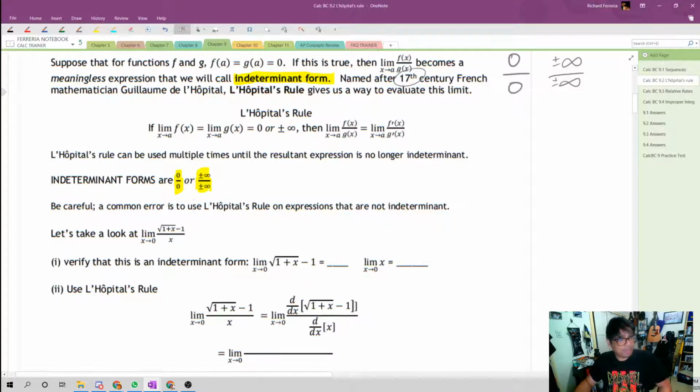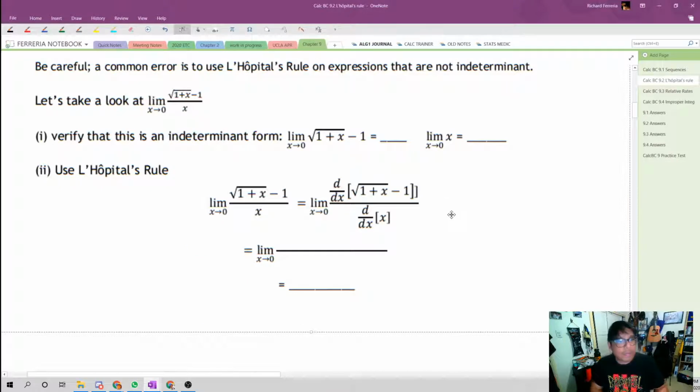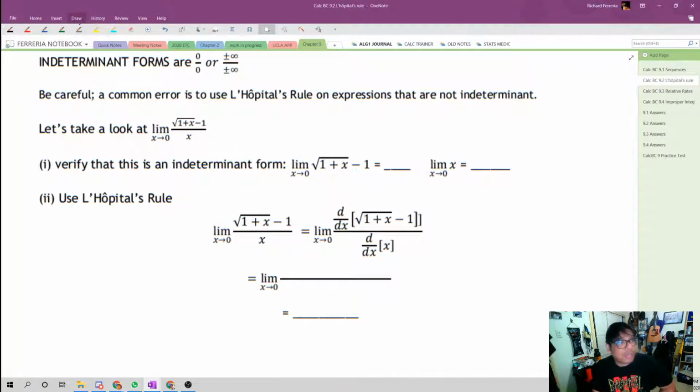So we're going to get an example of this with the limit as x approaches 0 of root 1 plus x minus 1 over x. The first thing we need to do is to verify that this is actually an indeterminate form. So when x goes to 0, this becomes root 1 plus 0 minus 1, which is 1 minus 1, or 0. Clearly, the limit as x approaches 0 of just x is just 0. So when I evaluate this limit, I'm going to get something that's like 0 over 0. And that means that this is an indeterminate form.